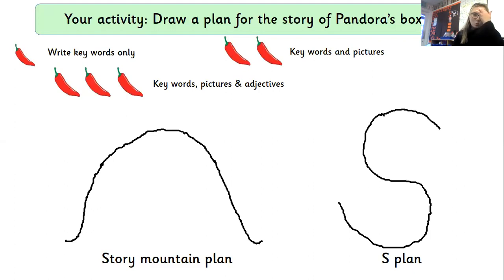So if you're going to do a one chili challenge, then you just need to write keywords only. Okay, that'll be nice and easy. So you might have down the bottom of your story mountain or at the top of your S plan, you might have two brothers. Then you might have Zeus alongside of it, and then you might say Zeus makes Pandora, that sort of thing, nice and easy, just keywords. Two chilies is a keyword and picture, so you might draw your keywords again, and then draw a nice picture to go alongside it. And three chilies is keywords, pictures, and adjectives. That's things like she's feeling devastated, okay, a beautiful butterfly of hope fluttered out, that sort of thing.